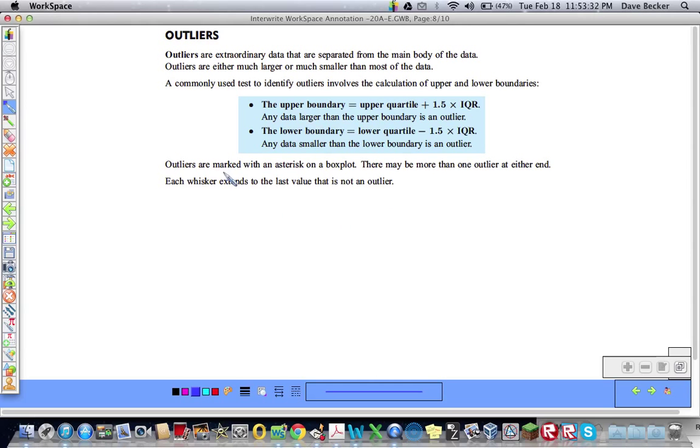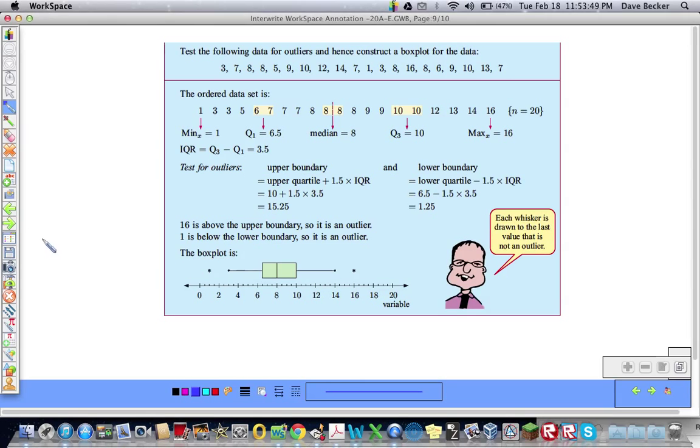Okay? And if we do have an outlier, they are marked with an asterisk, and there could be more than one at either end. So there might be more asterisks. And each whisker will then extend to the last value that is not an outlier. Well, what does that look like? Here, this is a different set of data than we did before. We're asked to make a box plot for this. So they found their min, first quartile, median, which is the second quartile, the third quartile, and then the max.